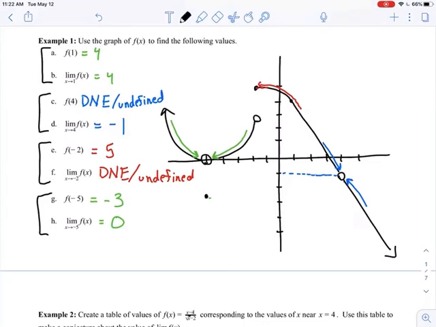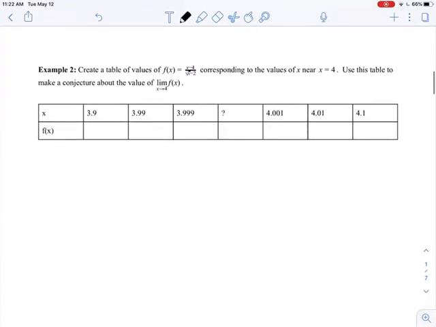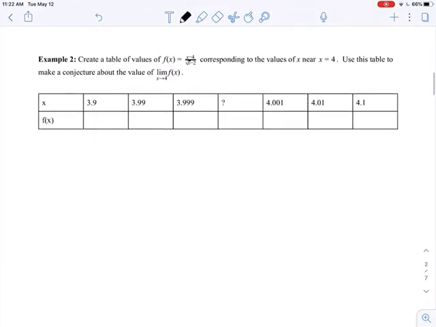It is something you need to train yourself to be able to do. Let's look at one more example down here. Here we have a table of values. We'd like to create a table of values for the function f of x equals x minus 4 divided by square root of x minus 2, corresponding to the values near x equals 4, and then we'll use this table to make a conjecture about the limit as x approaches 4 of f of x.